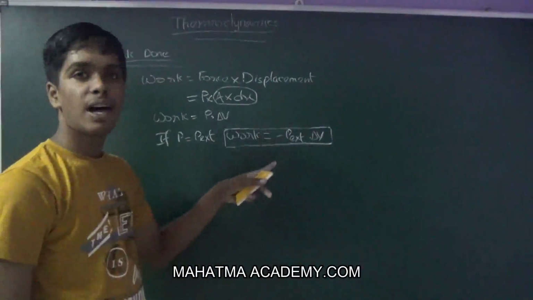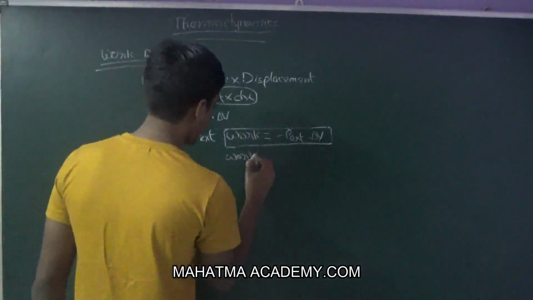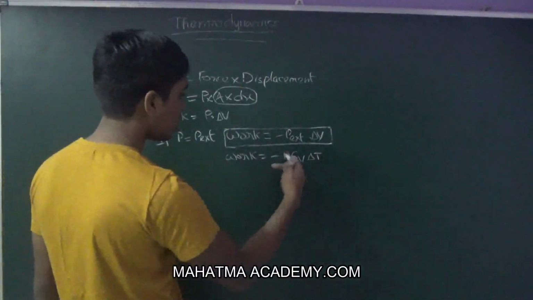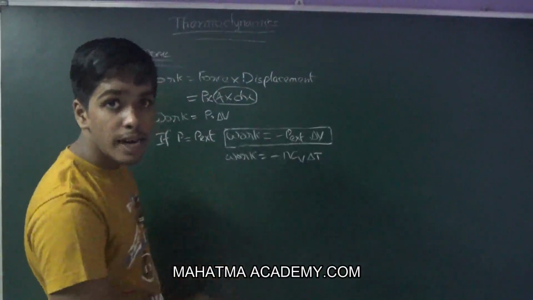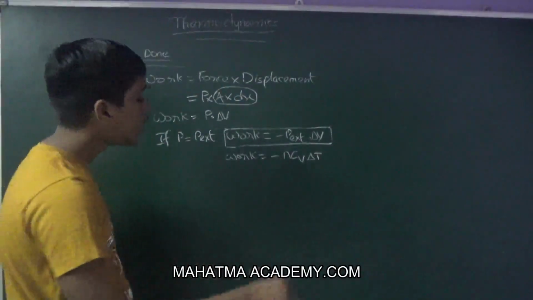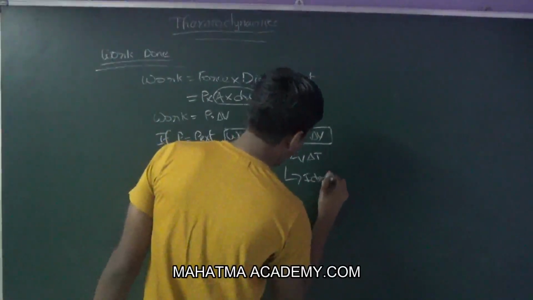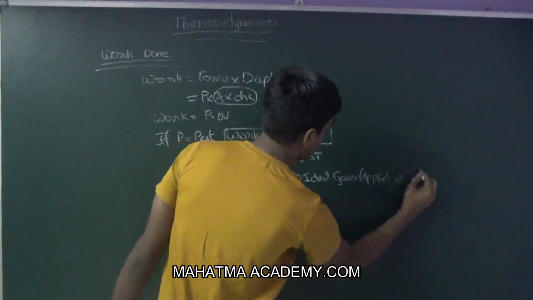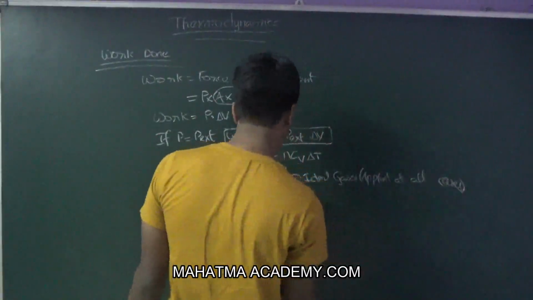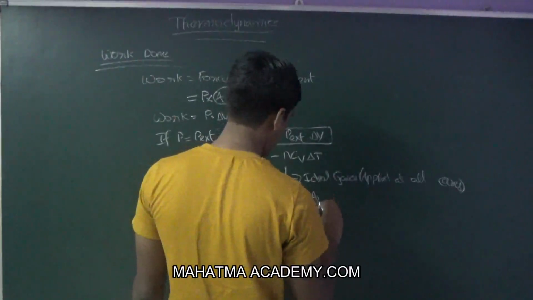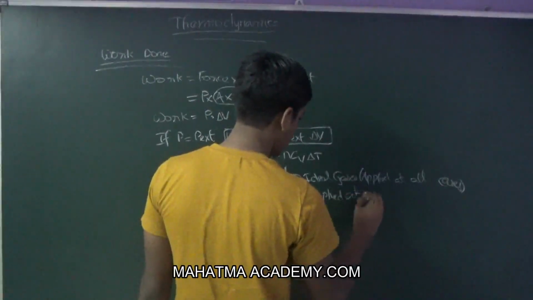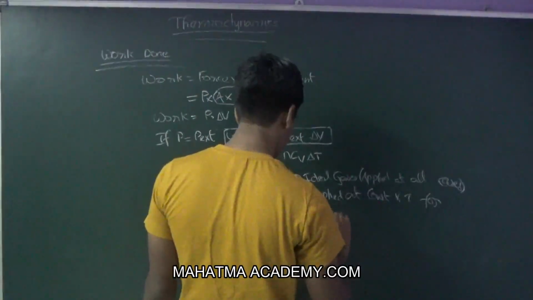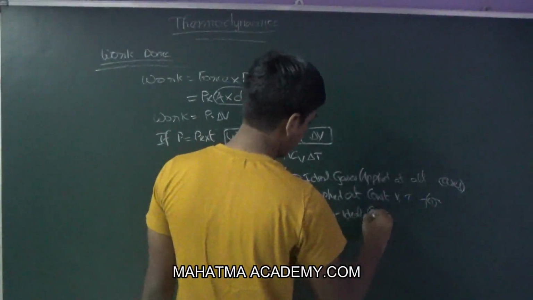Now we have a formula for work done. Work is equal to minus n Cv delta T. It is applied at constant volume. For ideal gases it is applied at all cases. For non-ideal gases, it is applied at constant volume and temperature.